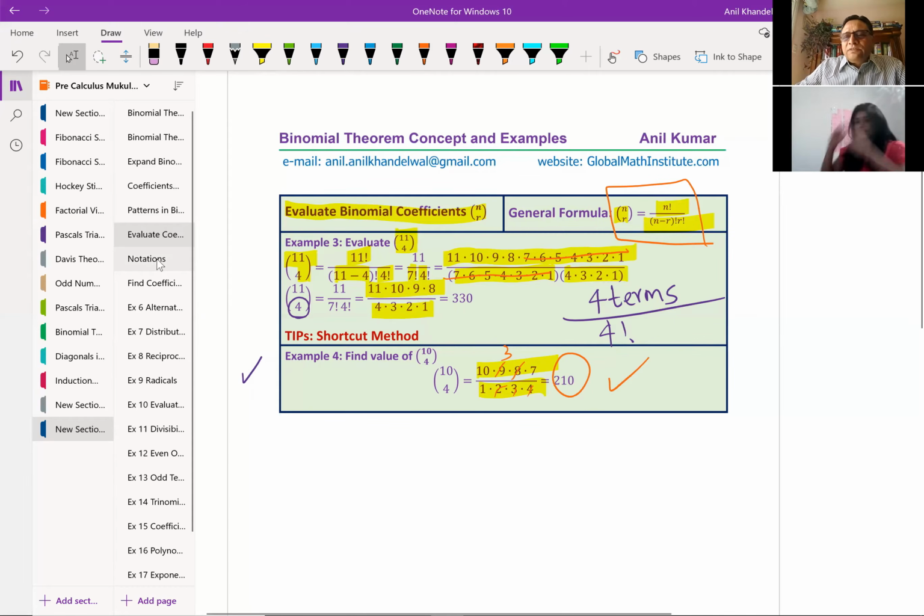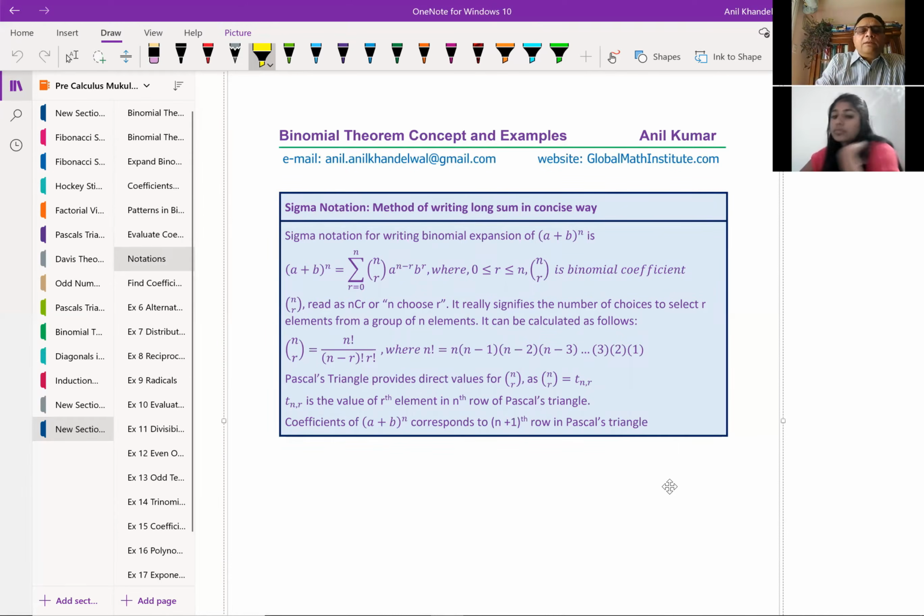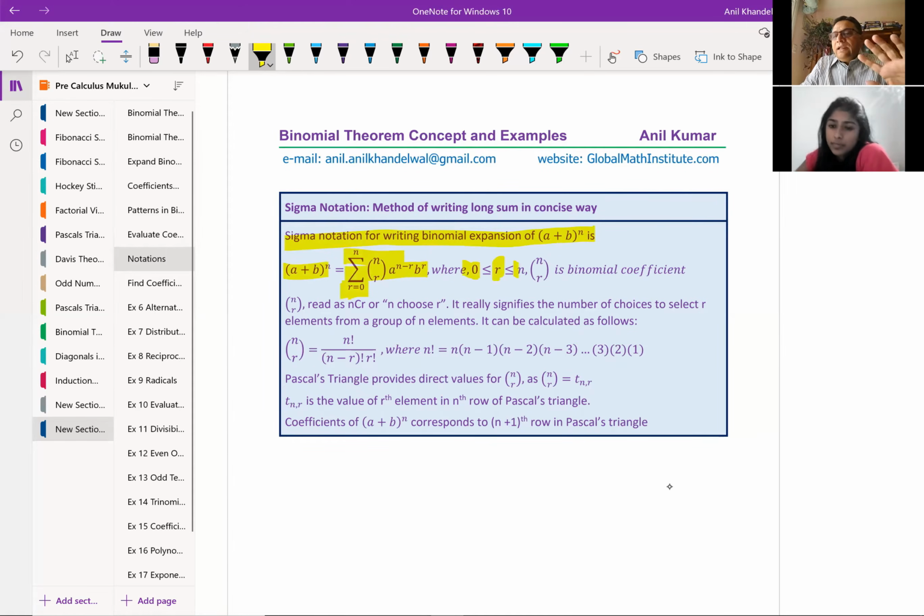These are a few notations which I thought are very important to look into before we jump into some examples. So once again, I'm sharing this screen on notations. Just to recap, can you tell me the sigma notation for writing the binomial? Sigma of this, where this value r is between 0 and n, including them. It is not beyond 0 to n.